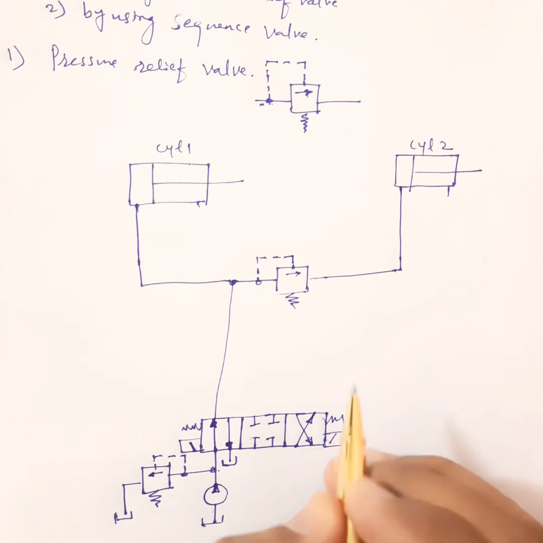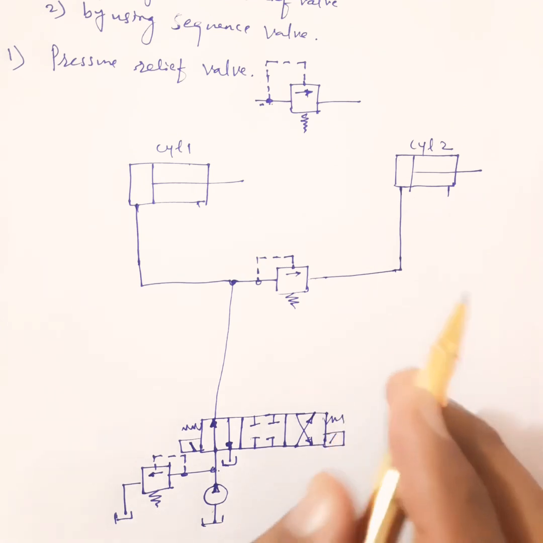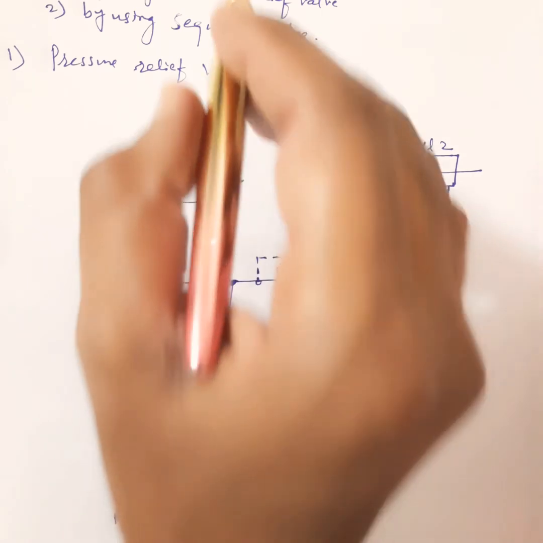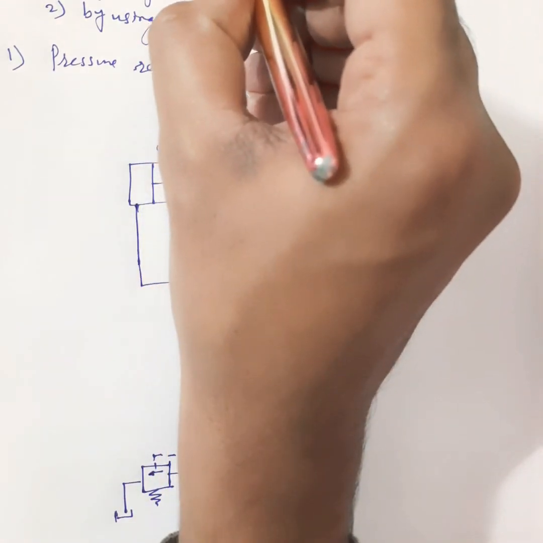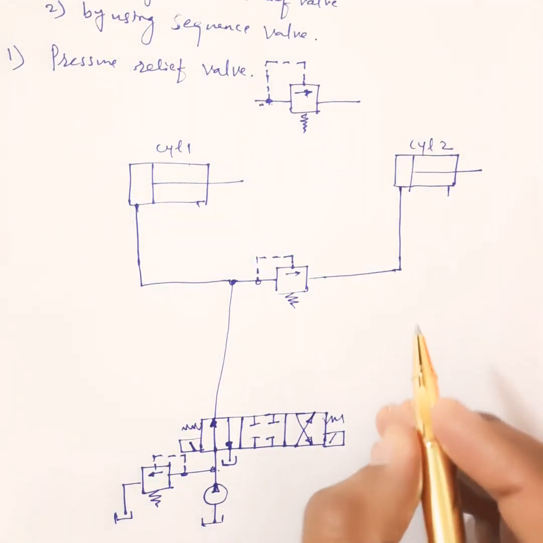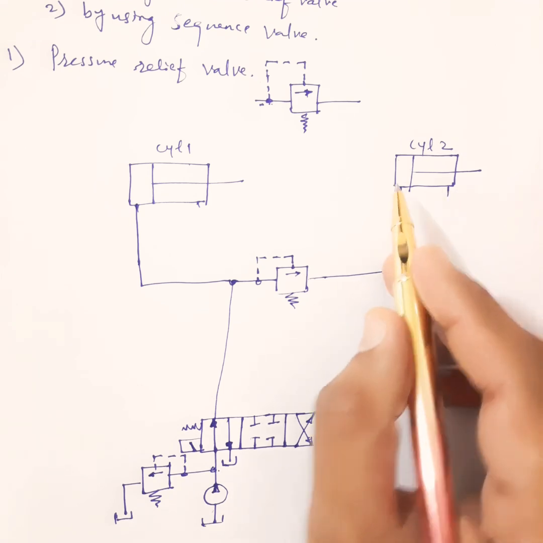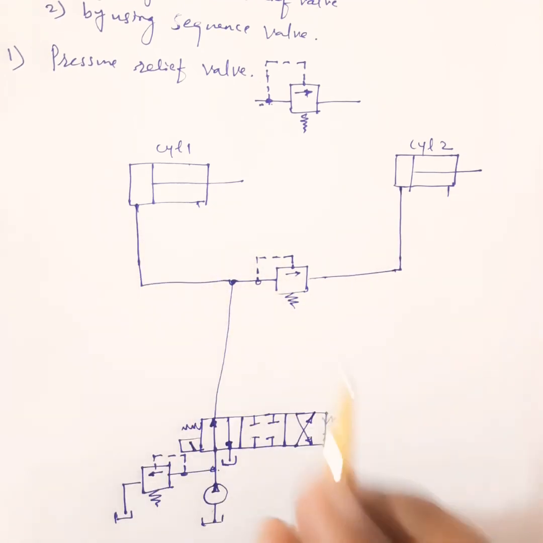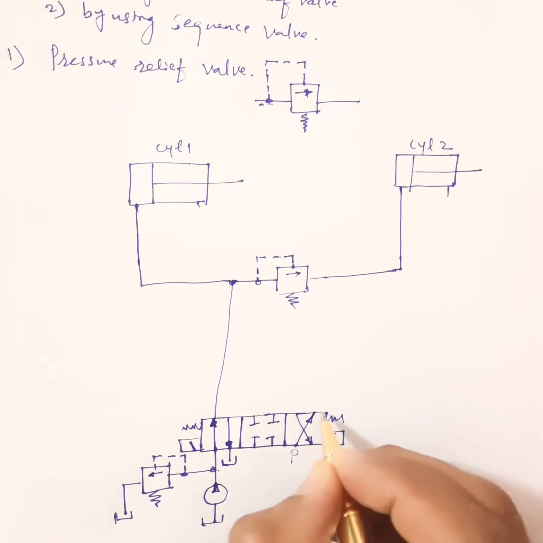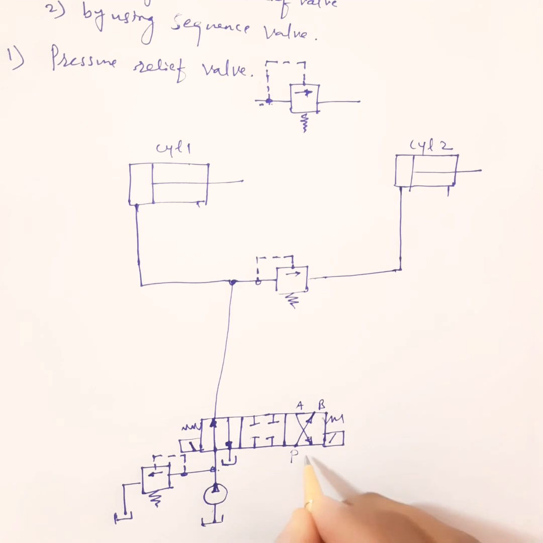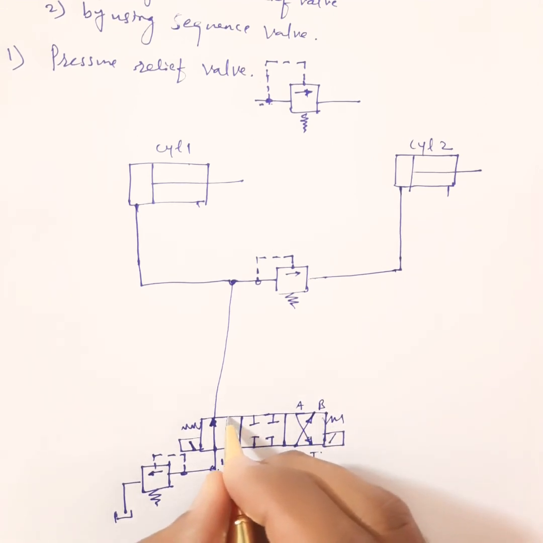Now next, we'll first design the next sequence. So our next sequence is cylinder 2 should retract first, and then cylinder 1 should retract. So in this case, when DCV is in third position, your pump line will be connected to line B, and let us say this is line A and this is tank. So your pump line will be connected to line B. So here this is nothing but your line B.